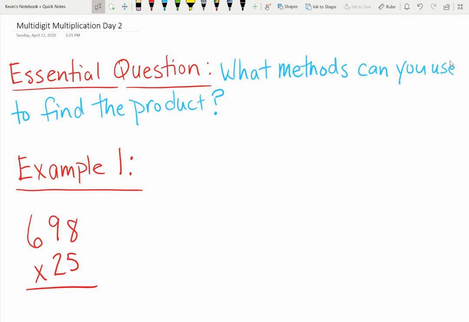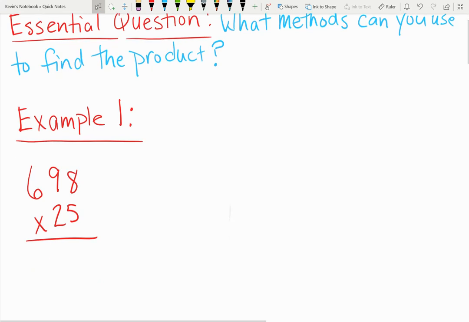We're going to up the game a little bit. Let's start with our essential question, however. And our question is, what methods can you use to find the product? You'll notice in our example 1, our factors are a little bigger from yesterday, and I did that on purpose. I wanted to challenge you guys. Instead of just doing 2 by 2s, we're now going to try a 3 by 2.